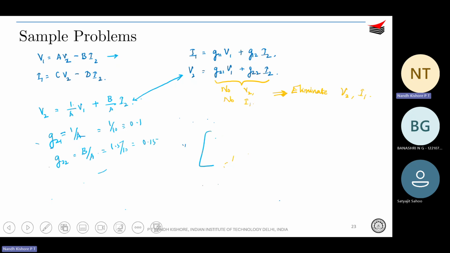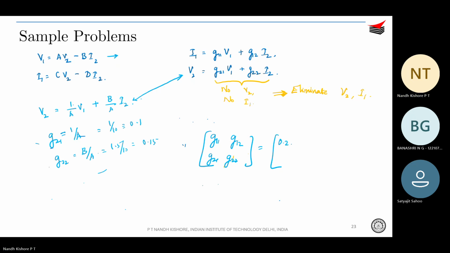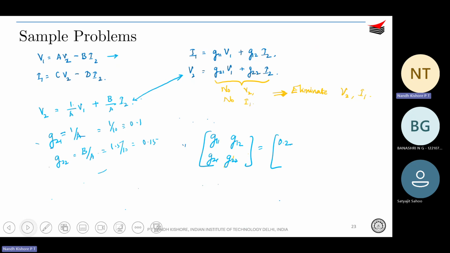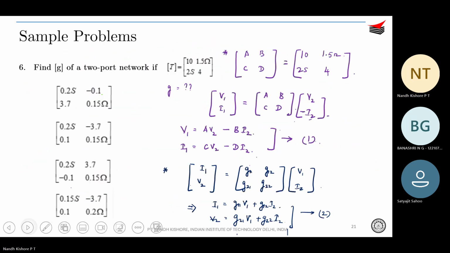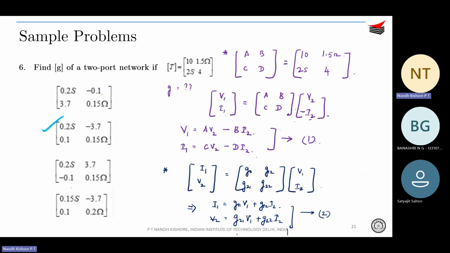So your final G matrix is going to be G11, G12, G21, G22. G11 is 0.2, and then G12 is minus 3.7, and then 0.1 and 0.15. Yeah, this is the correct answer.